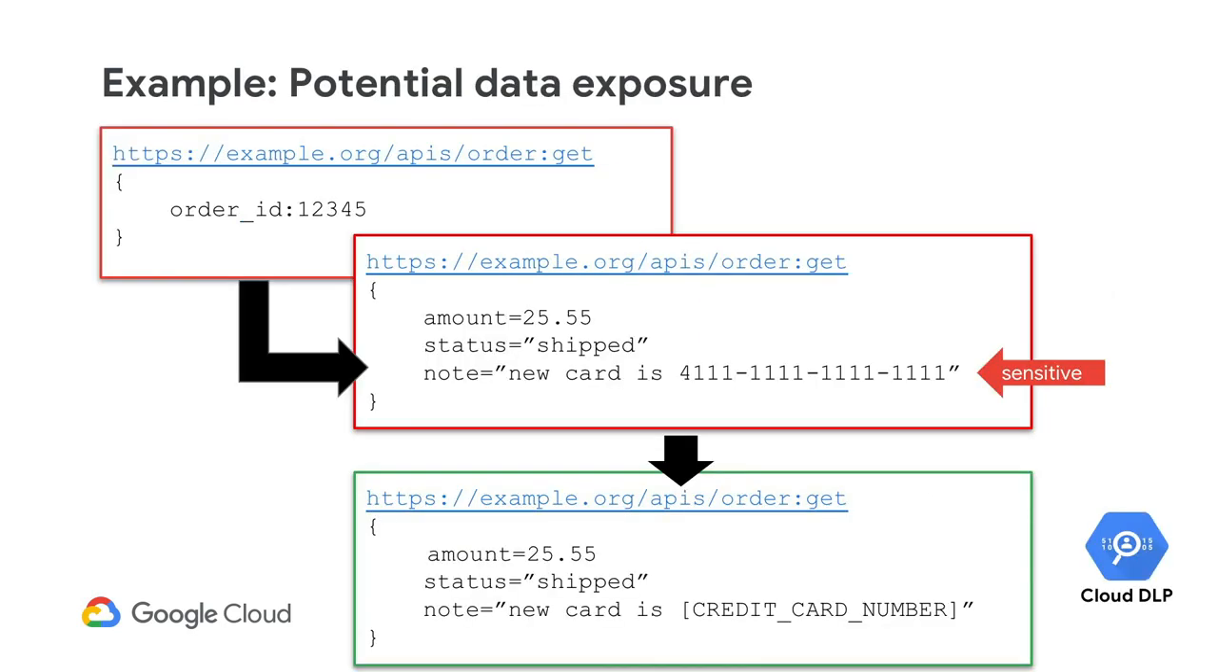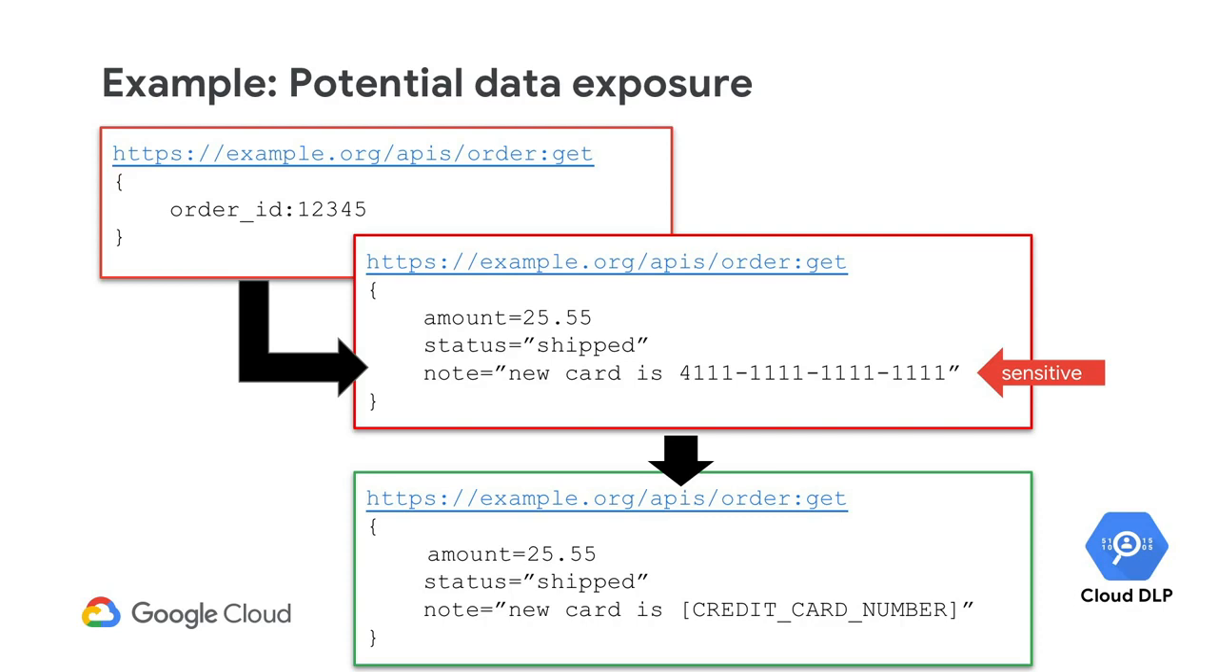Let's look at a potential data exposure. So let's look at that same order API. Someone sends in an order ID, and your intent is that you want to share out the amount and the status. Maybe this is a product that's being ordered, and we want to show here that it's been shipped. But you also have a note field that you expose, because maybe that note has some very important information that you want to share with the requester.